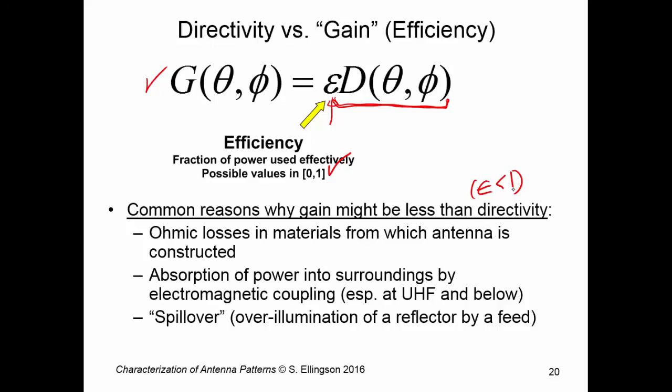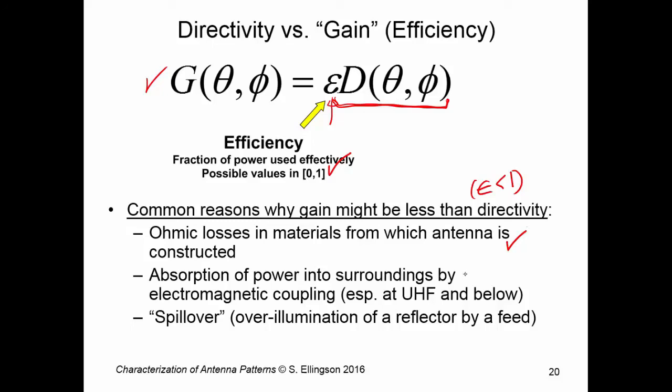Well, one common reason, especially for small antennas, is when ohmic losses exist in the materials from which the antenna is constructed. So, for example, if you have a patch antenna, the patch antenna is built on some substrate, which is usually a dielectric, and that dielectric has some loss in it. And that loss absorbs some of the power that would otherwise be radiated, and so the gain is different from the directivity. The power density in the far field is less than what we expect because some of the power got absorbed by the dielectric.